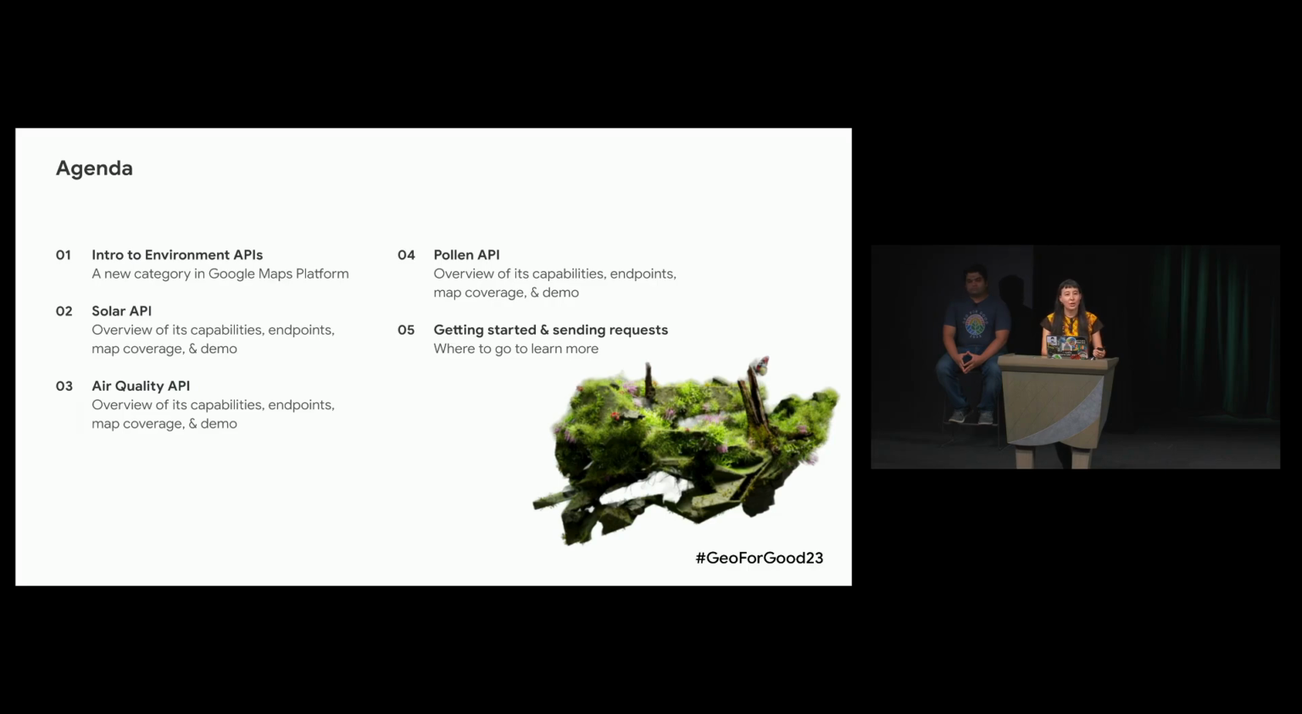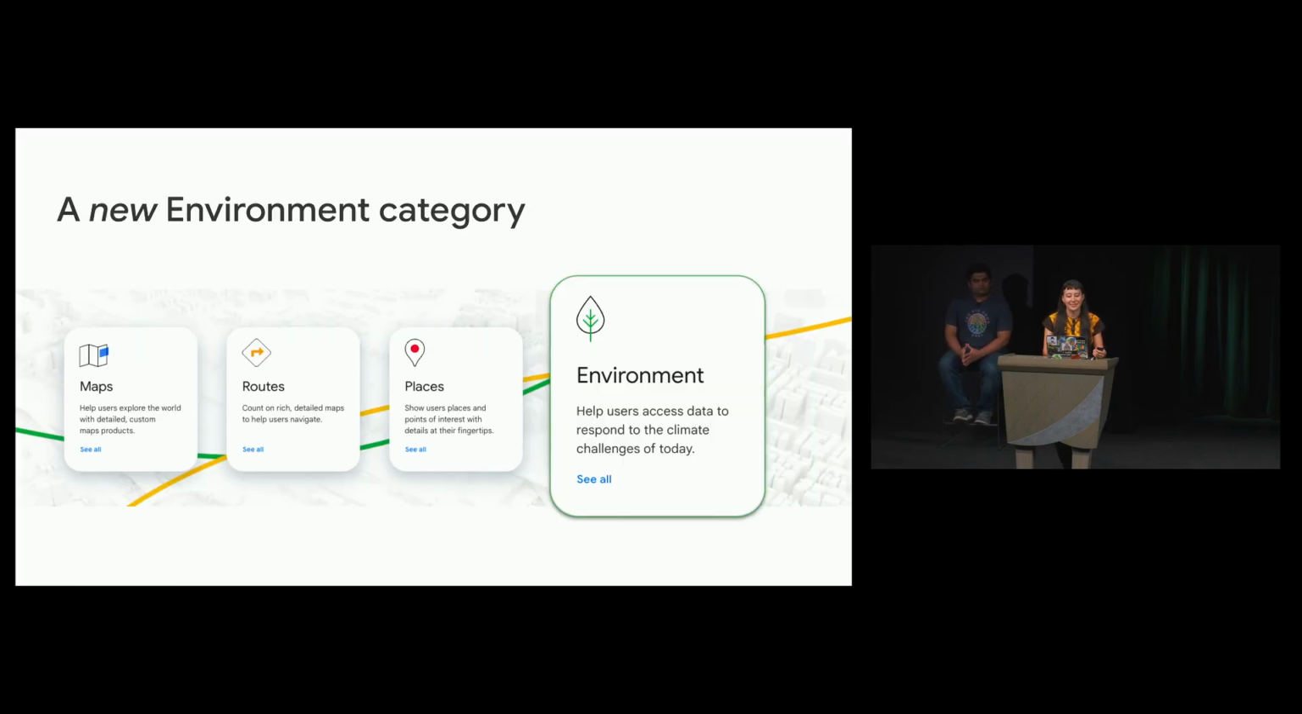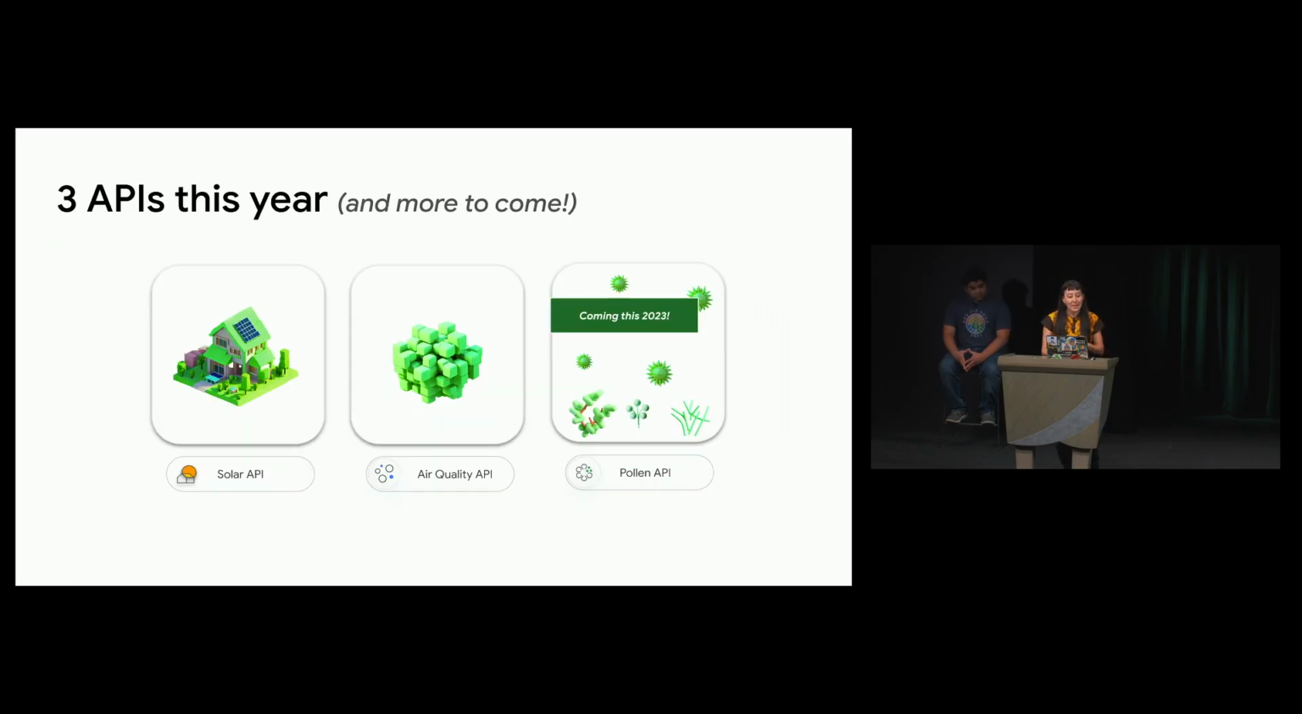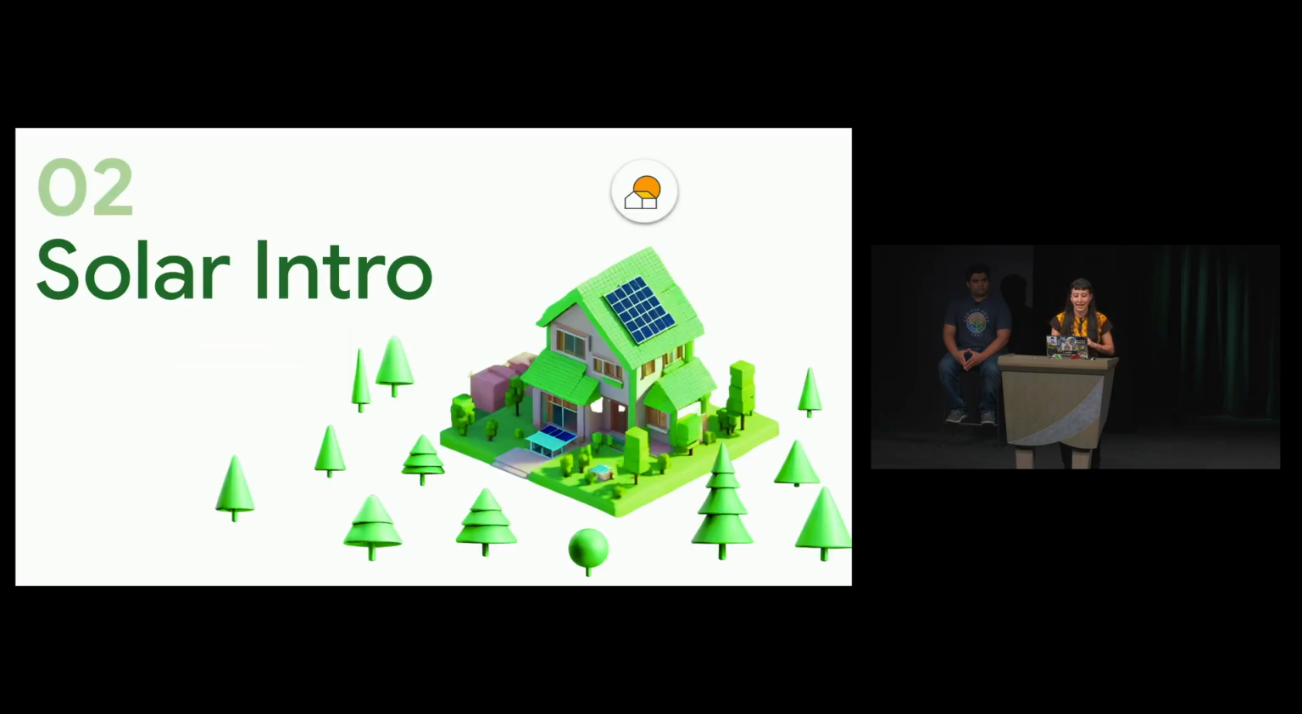We will have launched 3 APIs this year as of the recording of this video, but we have more APIs to come, so stay tuned. For those of you who may be new to the term API, it stands for Application Programming Interface, which basically enables computers to exchange information as services over the internet. Now, we have 3 services that will be available this year. Solar and air quality are already out, and pollen is coming very shortly. Let's dive into the solar API first.